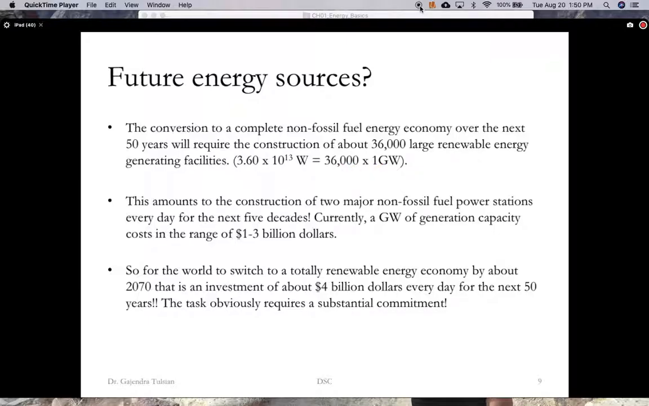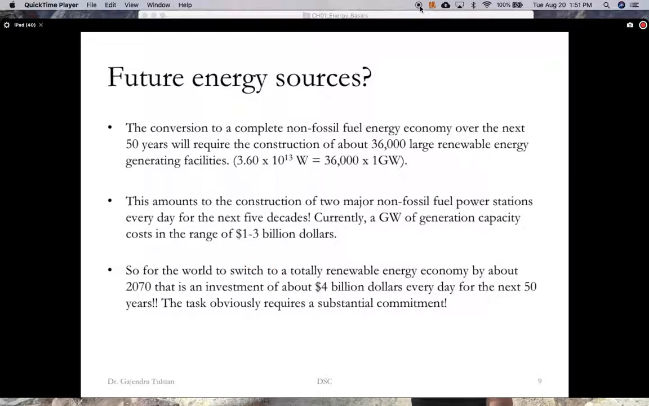Today, a gigawatt of generation capacity costs in the range of $1 to $3 billion, and this is a non-fossil fuel plant we're talking about, like a solar power station or a windmill. Now, these costs will of course come down over time, but let's say 1 gigawatt of renewable generating capacity costs $2 billion to build.